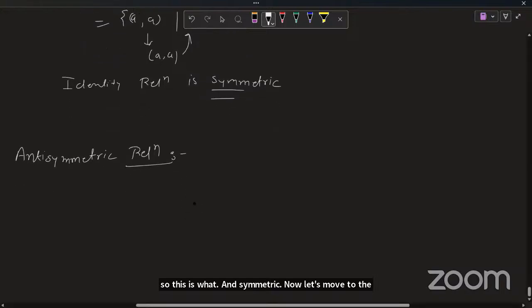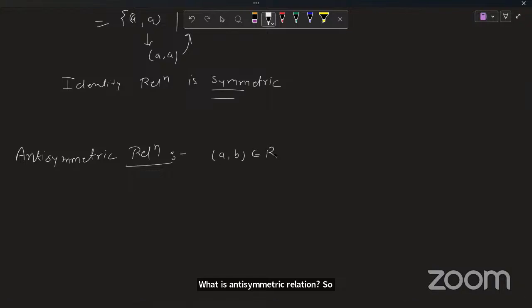What is an anti-symmetric relation? An anti-symmetric relation says that if AB belongs to R, and A is not equal to B, then BA cannot be inside R. Simple.